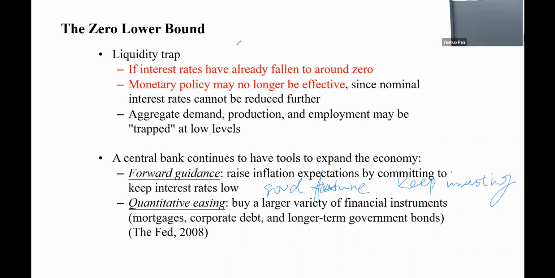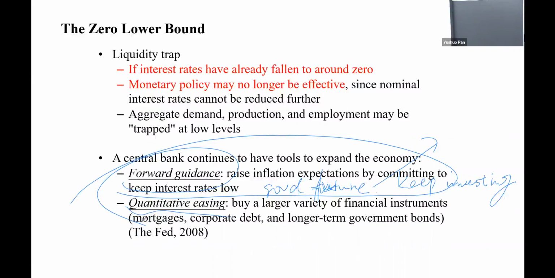Even though the interest rate is already zero at this moment, the Fed can change people's expectations, which can change the aggregate demand curve. That's the first way.